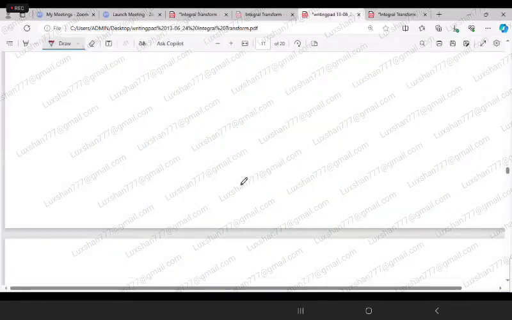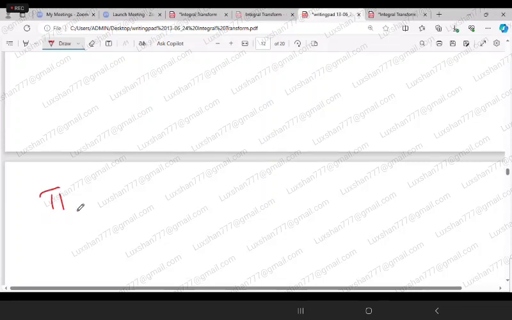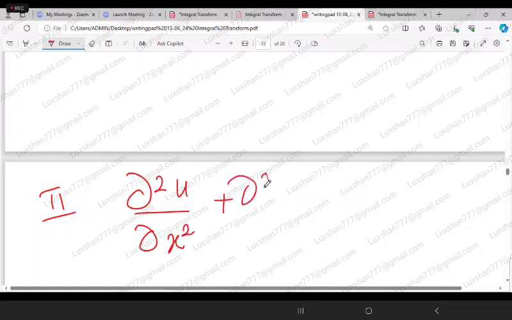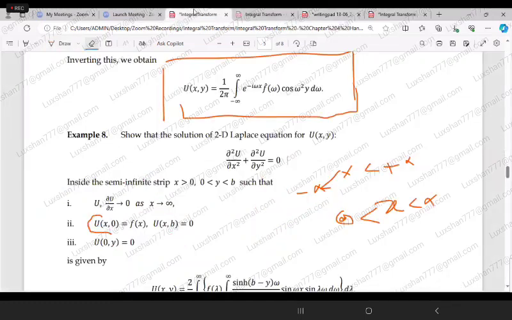So second example, our function is del squared u over del x squared plus del squared u over del y squared equals 0. In addition to that, we are given some initial conditions. What are the initial conditions? Actually, this first condition is not necessary. You don't need to worry about it. These are what we need.